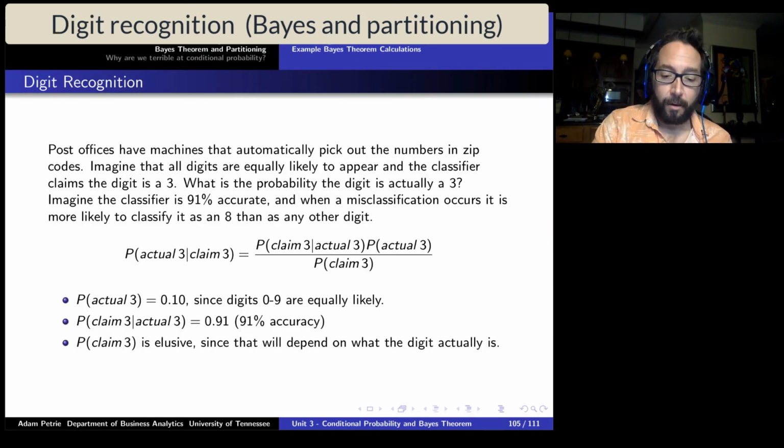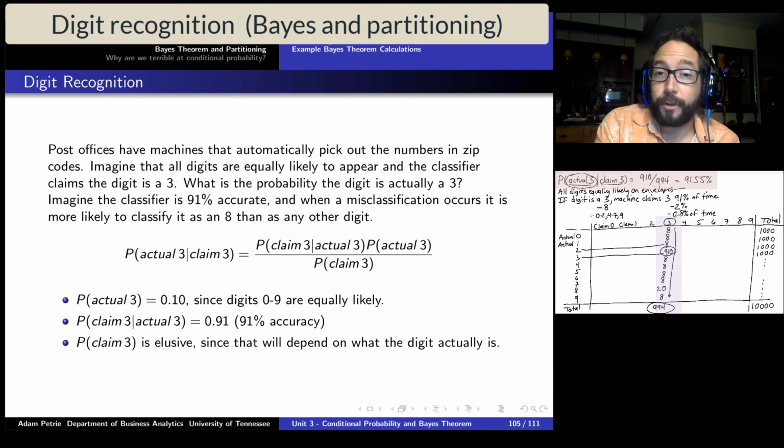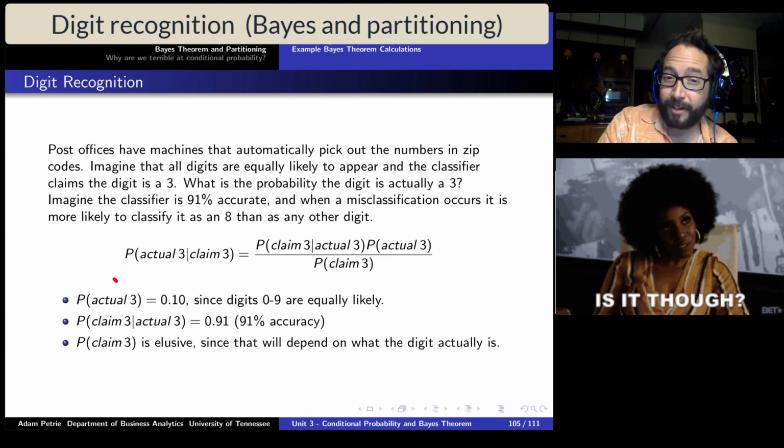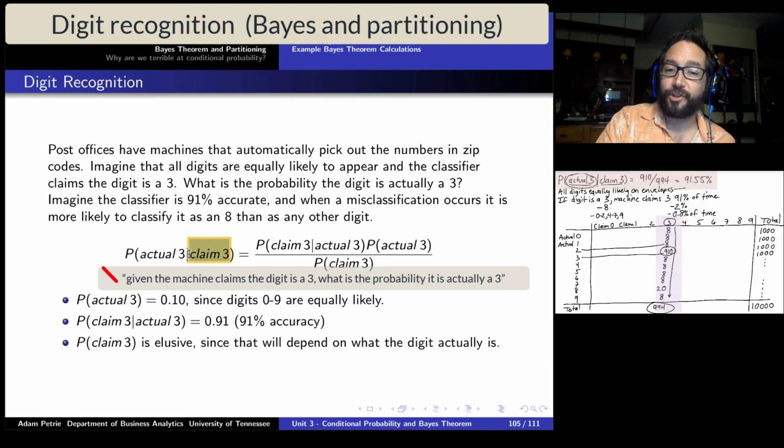All right. Last example, let's revisit the digit recognition problem. We worked through it with the table approach. Let's work through it with Bayes' theorem as well. So what we know is that this machine is scanning all the digits on envelopes, and the machine just said, hey, this digit is a 3. And we want to know, okay, well, is it actually a 3? We want to know, given that the machine is claiming a 3, what is the probability that it actually is a 3? So how would we calculate that with Bayes' theorem?